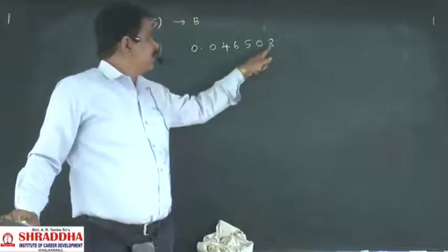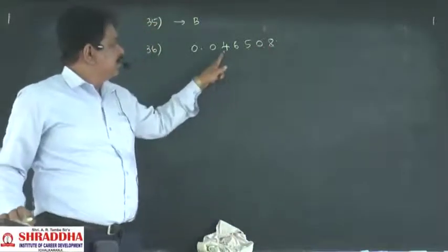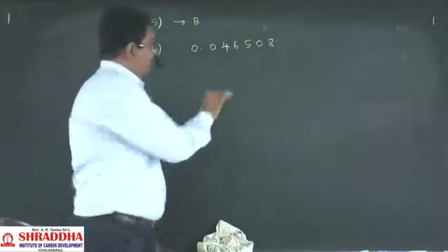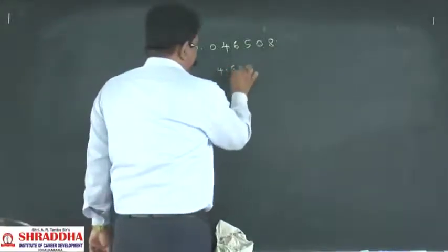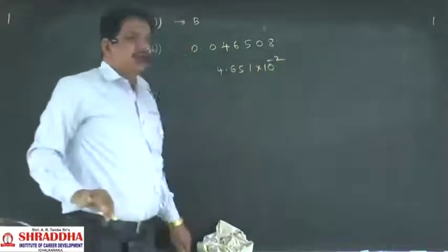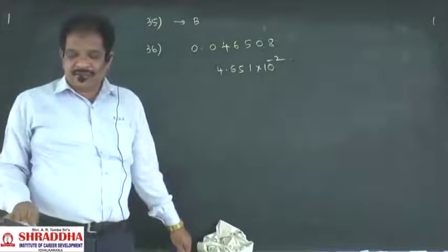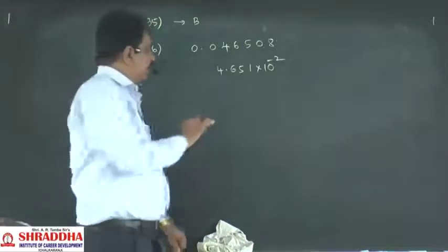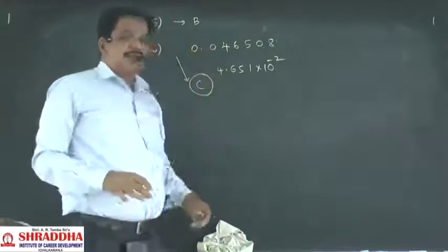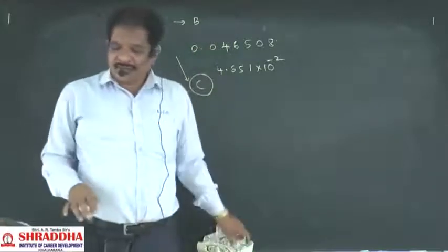So if you discard this 8, it will become 4651. So 4.651 into 10 power minus 2. That will be the answer here. 36, it will be C. Clear? Next, 37.